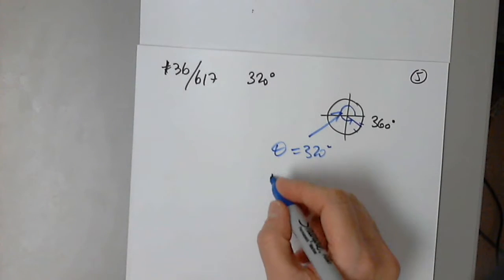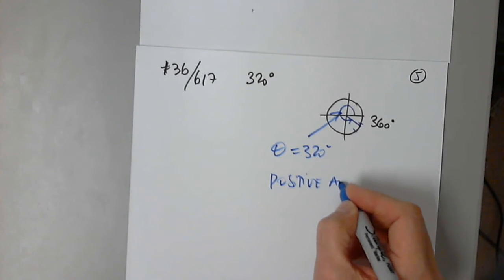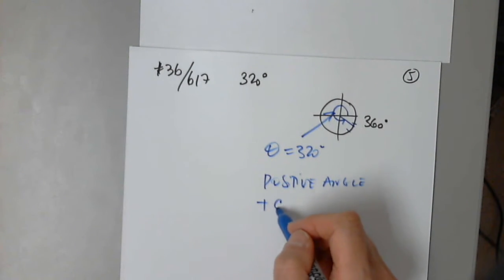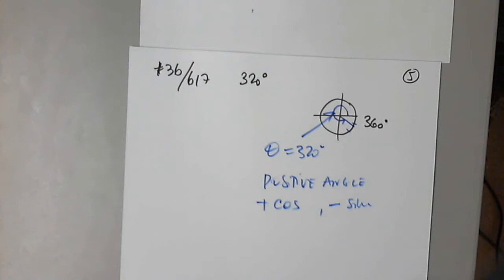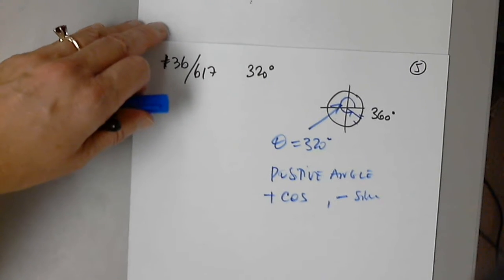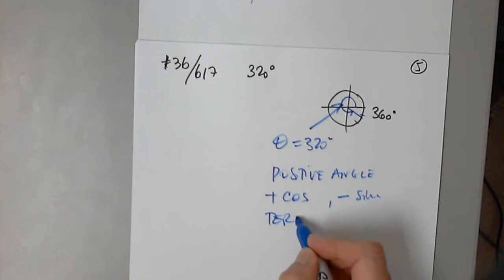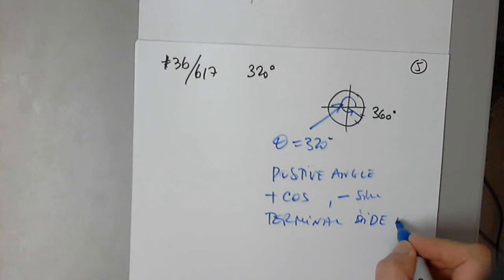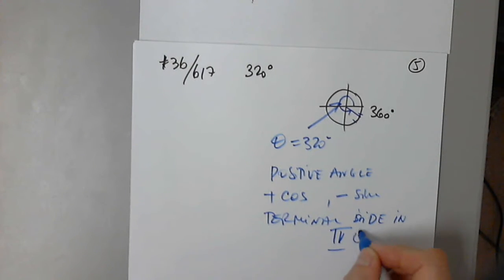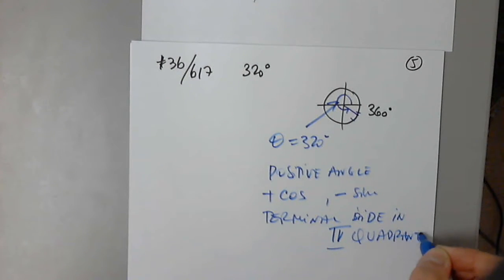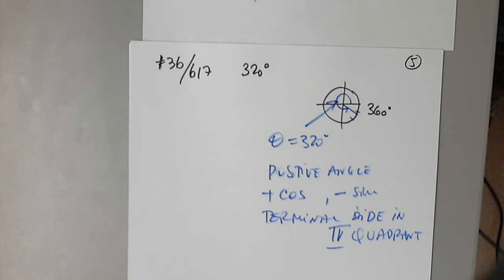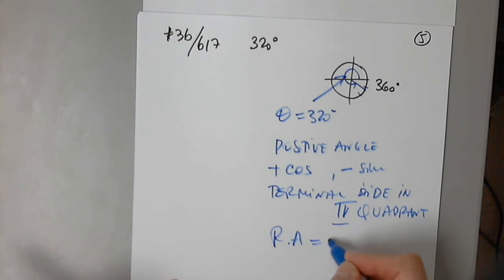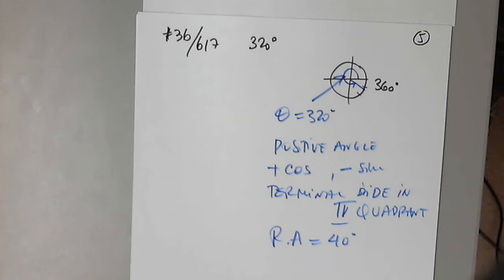So we're going to say positive angle. Positive cosine, negative sine. So wouldn't that make that a negative angle? Terminal side in the fourth quadrant. Okay, and what is the reference angle? 40. So reference angle equals 40 degrees. Very good. The reference angle is always positive.